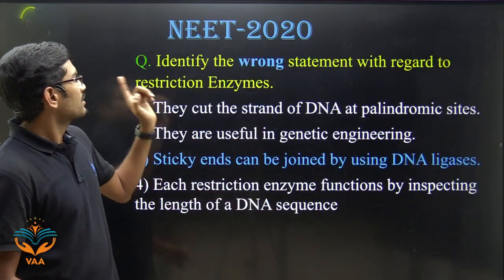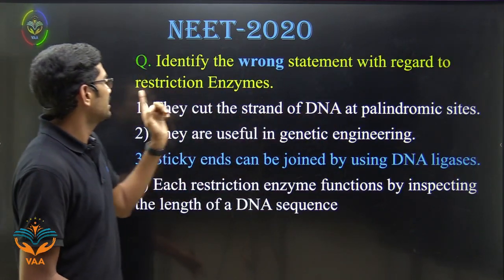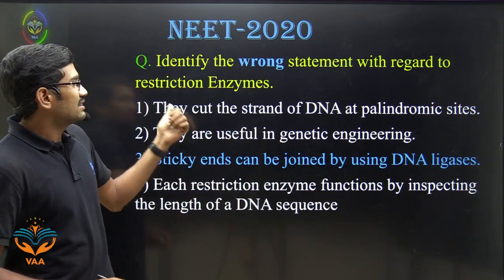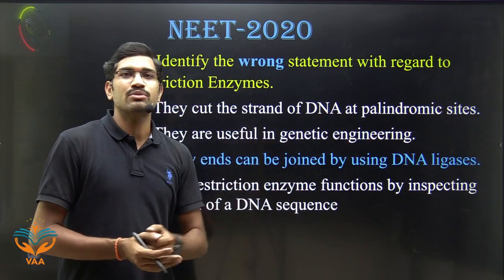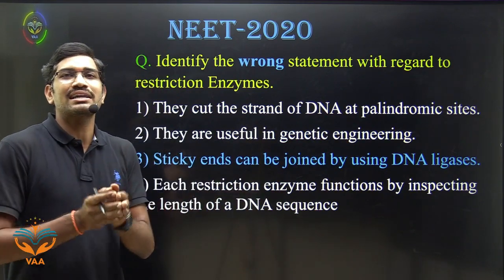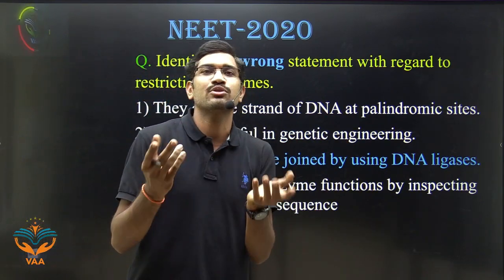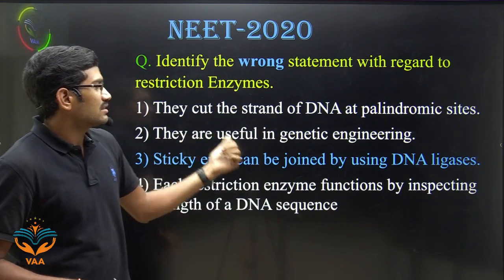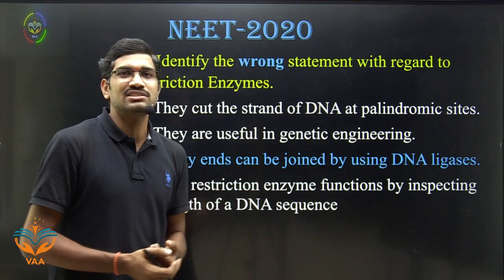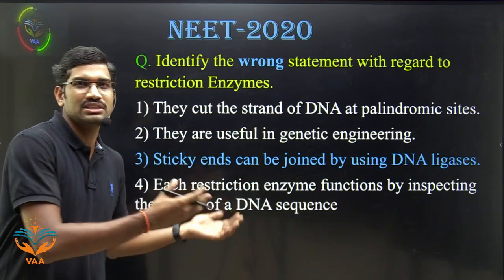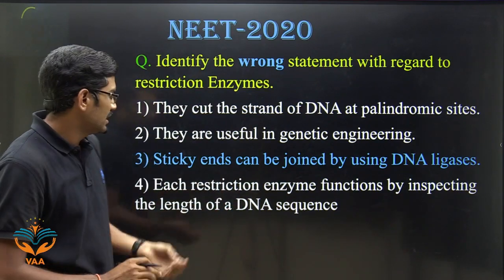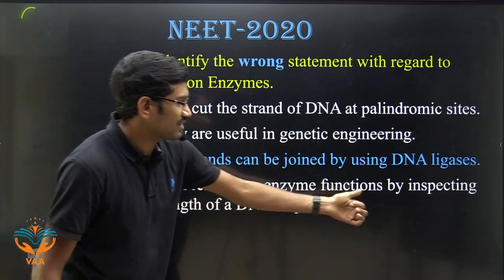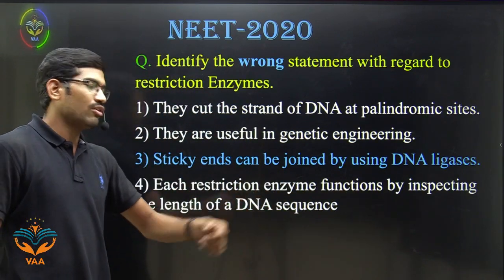Okay, next one, identify the wrong statement with regard to restriction endonucleases or restriction enzymes. They cut the strand of DNA at palindromic sites. This is correct. They recognize sequences called palindromic sequences, and there they are cutting. Next one, they are useful in genetic engineering. Yes, this is also correct, they are very, very important in genetic engineering. Next one, third one, let us keep it separate. Fourth one, each restriction enzyme functions by inspecting the length of a DNA sequence.